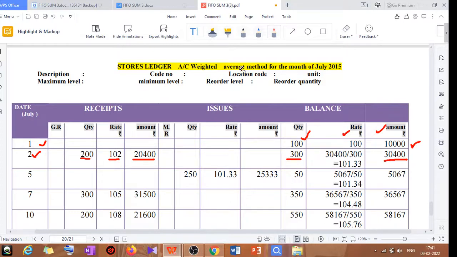Got it? So this is the weighted average method, right? How to calculate that? Just check the amount, how much? 30,400 divided by what is the quantity? What is the weight here? 300 kg. So 30,400 divided by 300, it will be 101.33. I hope it is clear to you. You just need to divide the amount by this quantity, so you will get the rate. I hope it is clear to you.